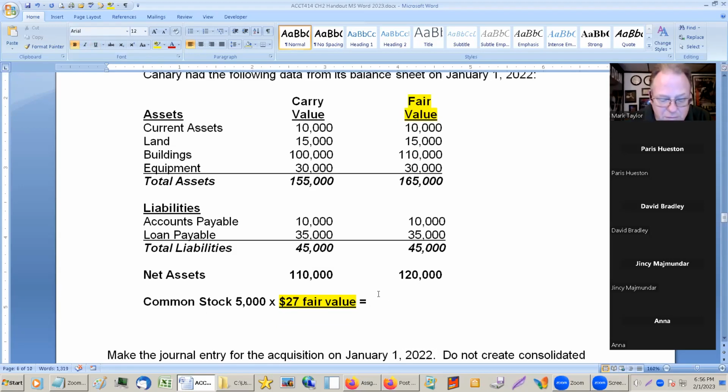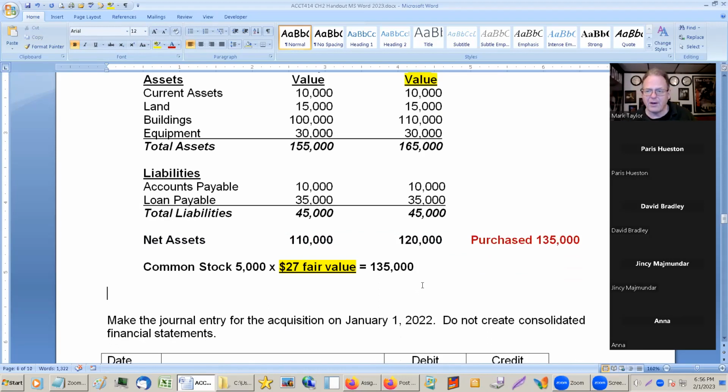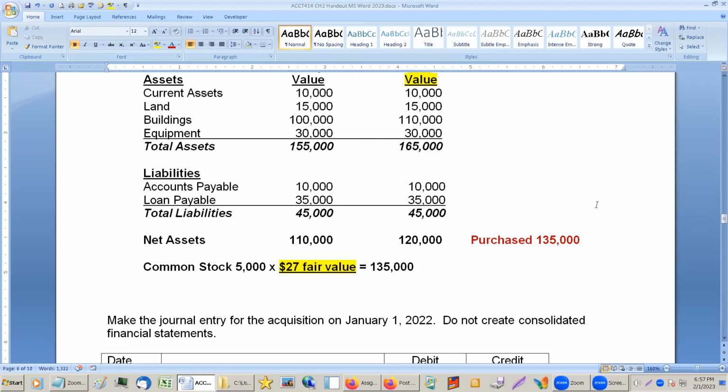What is that? 5,000 times 27 is 135,000. So we purchased it for 135,000. Now, the excess is going to be what? Anyone? 15,000. Yep, and it'll be goodwill.